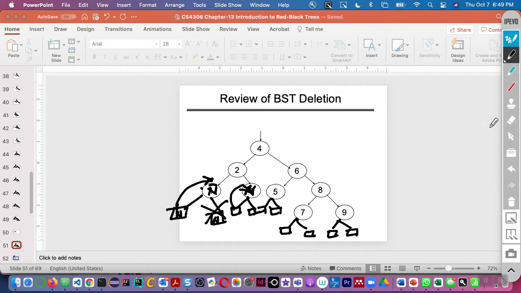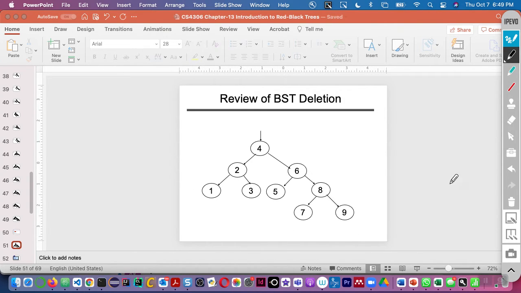Now how about if we want to delete a node that is not leaf level? It can be root, or it can be any node, except these 1, 3, 5, 7, 9. Let us think that, for instance, we want to delete either 4 or 8, 4 or 6. So let us think that we want to delete this 6. This is our target. How do we delete?